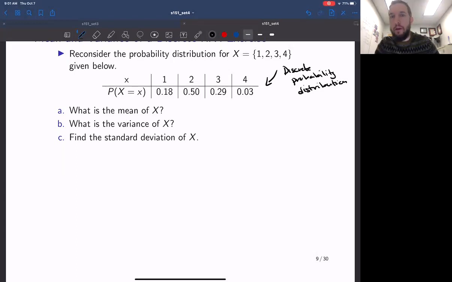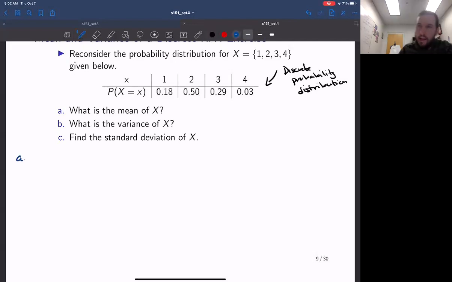Okay, since we have a discrete probability distribution, when we are asked to, for example, find the mean of X, that means use the formulas that we had defined on slide 8. Those formulas from slide 8 apply only in the case where we are working with a discrete probability distribution.